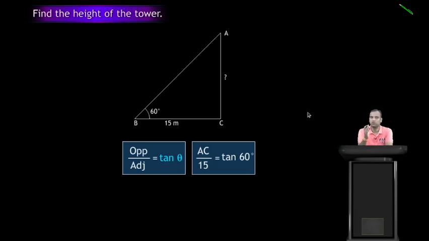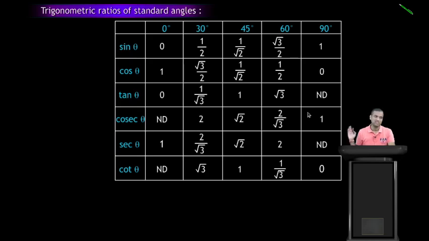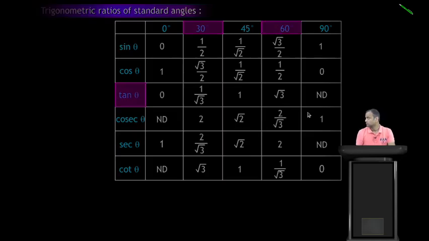Now I think you already know the value of tan 60. Who will tell me, what is the value of tan 60 degree? Yes, very good. You are very correct. The value of tan 60 degree is root 3. Now put the value. Okay, so this is the table of ratios. In this table all the 6 ratios are given and the values up to 90 are given. Now what is the value of tan 60 degree? It is root 3.